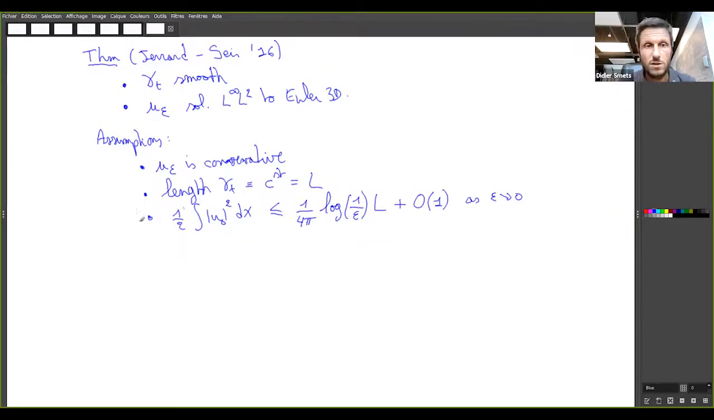So this is an assumption. This is an excess energy assumption. I assume that the excess of energy is not too big. The next assumption is a localization assumption for the vorticity.